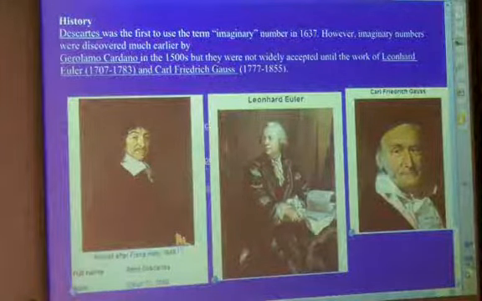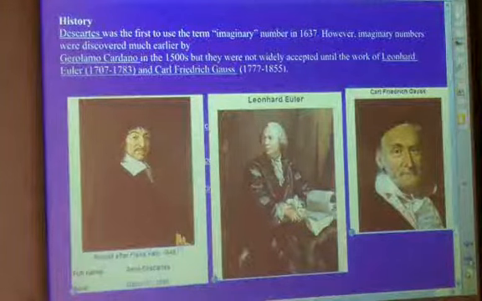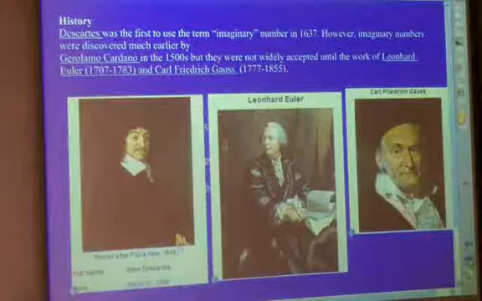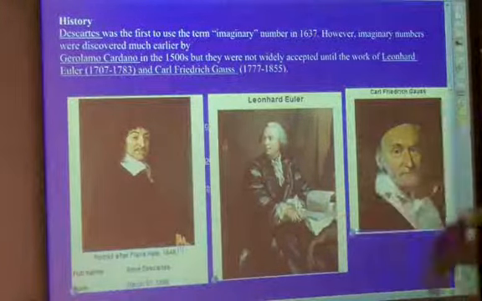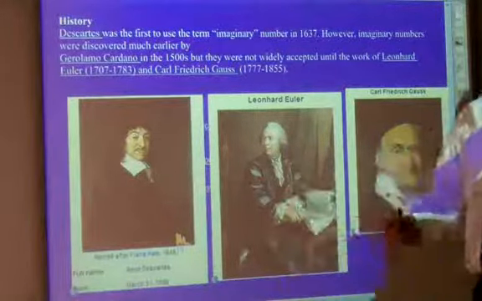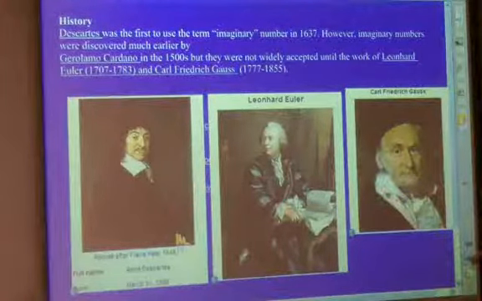However, imaginary numbers were discovered much earlier, so back to the 1500s, but not widely accepted. So we go the whole way to the 1500s, and then it wasn't until 1707, actually later on, because that's when Euler was born, and 1777, when Carl Gauss started doing some things. So some really big names in math, and they had a lot of beginnings talking about the imaginary numbers, which is a huge part of complex numbers.